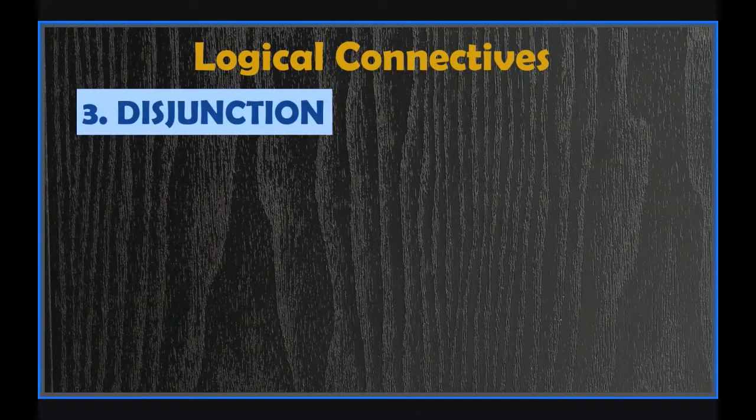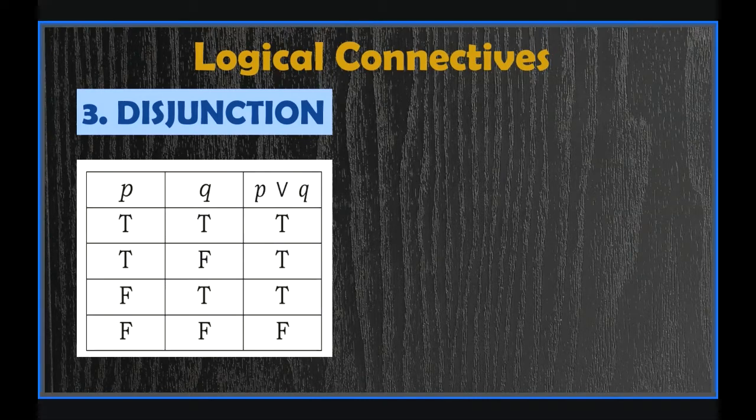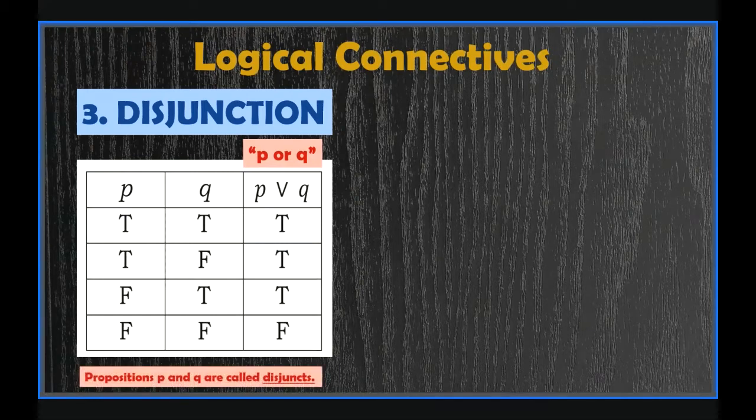What about disjunction? Ito naman, this uses the word or, right? So, let me show you the truth table defining disjunction. Ito yon. Again, we have two statements here or two propositions here, P and Q. And then, ganito natin siya i-combine. We have a V here. And we read this as P or Q. And don't forget, your P and Q are called disjuncts.